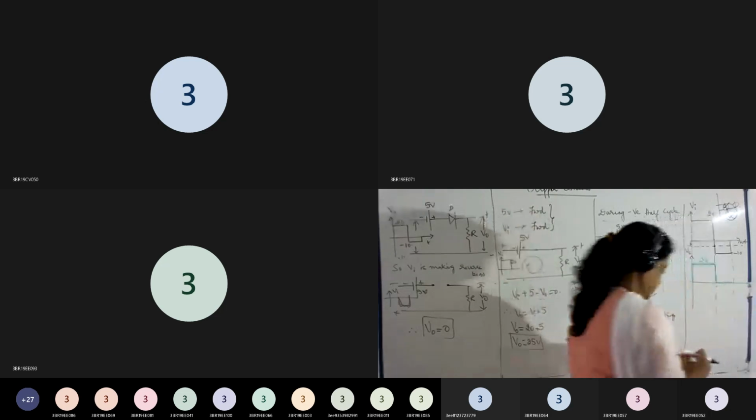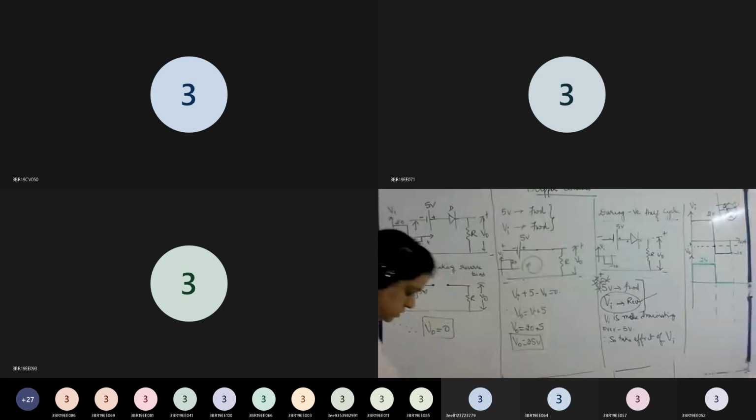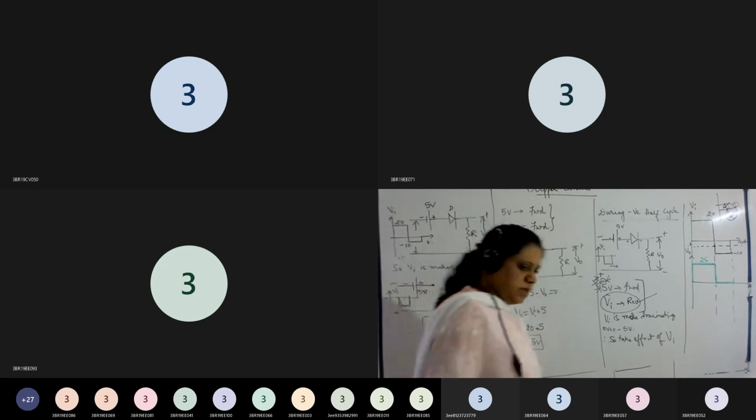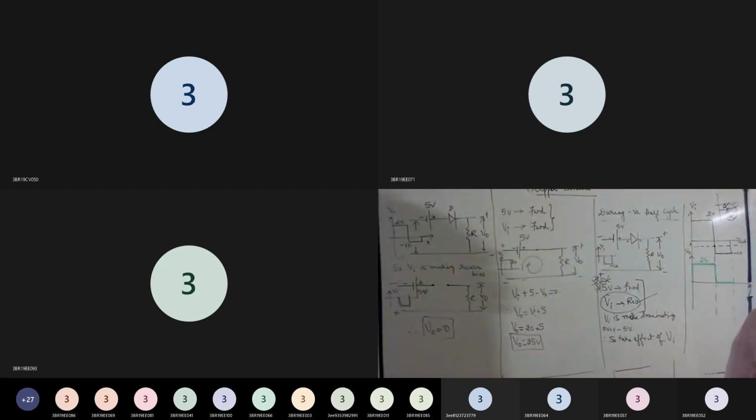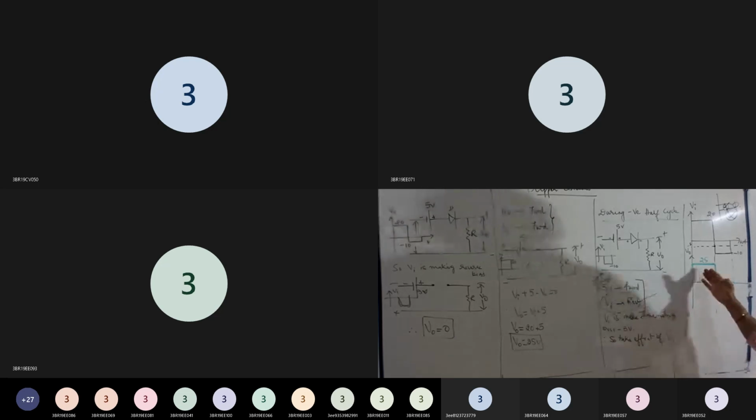Understood? Yes, ma'am. Okay. So that's it. Many things you can consider here, very different types of problems. We have taken the same circuit, but we have just changed the input waveform from sine wave to square wave. The entire output waveform will be different.